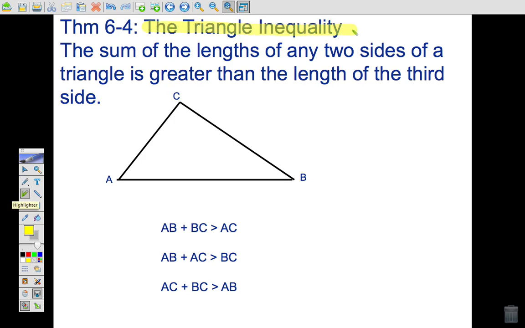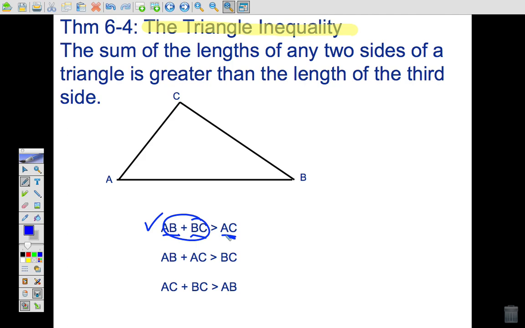it's called the triangle inequality. Right, the sum of the lengths of any two sides of a triangle is greater than the length of the third side. Again, to me, kind of a common sense type of theorem. So all this is saying is any two sides you add together, AB plus BC, that total, that sum has to be greater than the third side. And that should make sense.